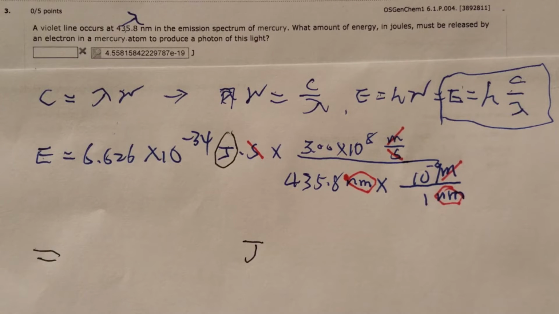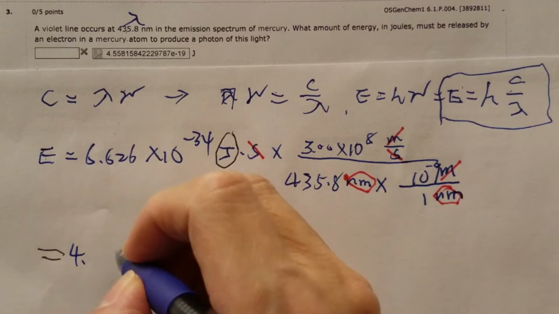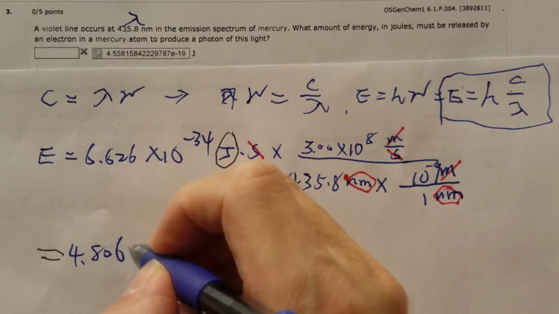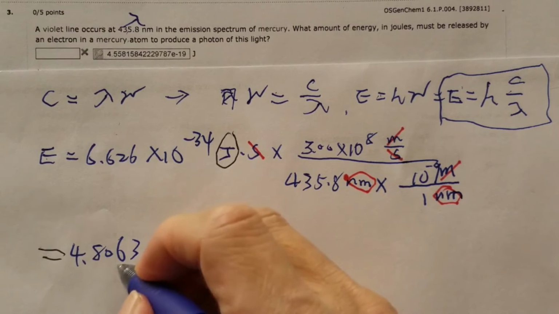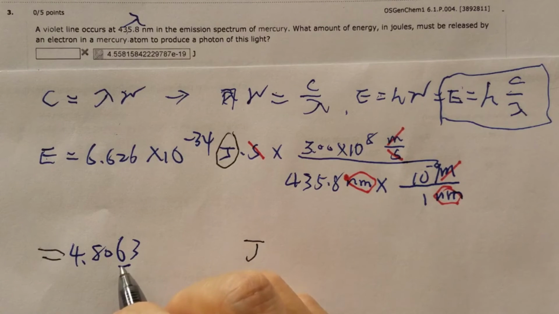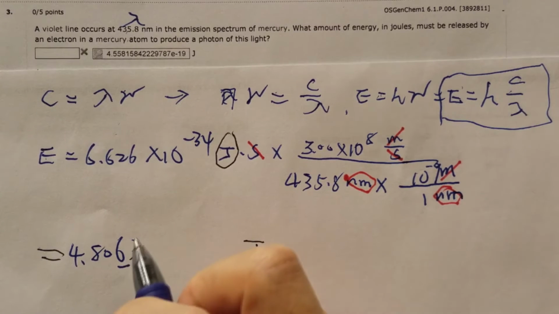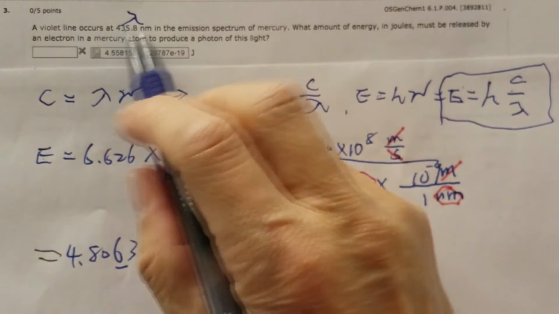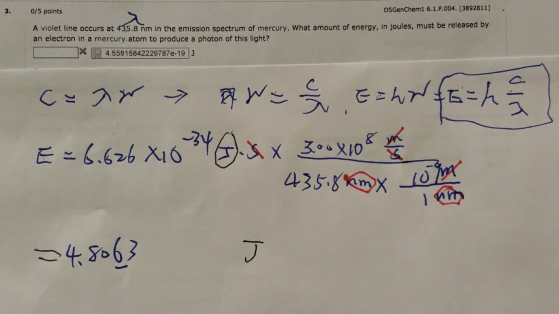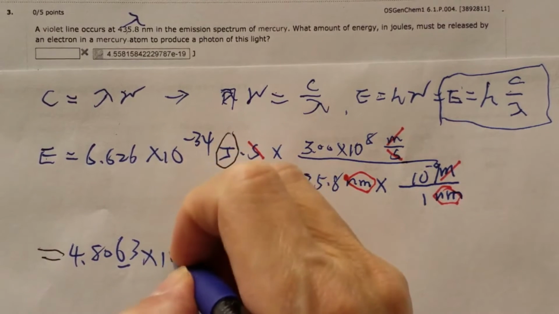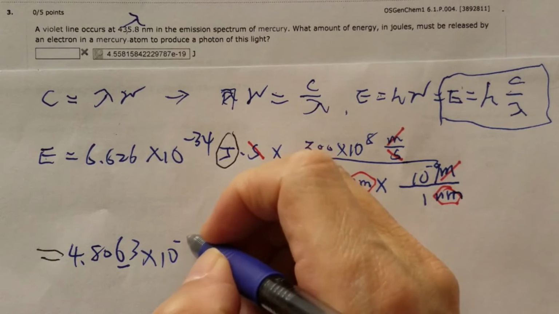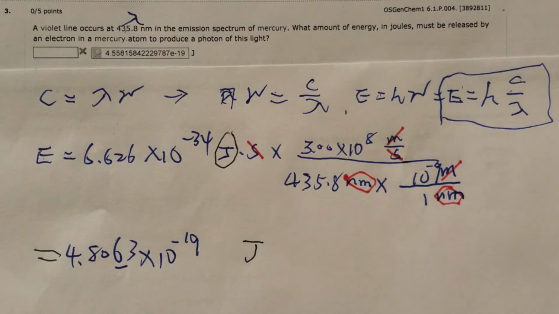Okay, from your calculator, if you do that correctly, you should have 4.8063. So the last digit in the sig fig should be the third decimal place. So why 4 sig figs? You see here? That's 4 sig figs. Okay? And then what you can do next is, of course, just complete this calculation.